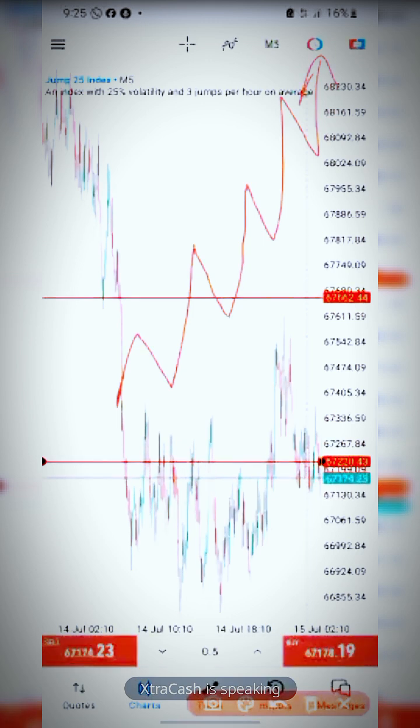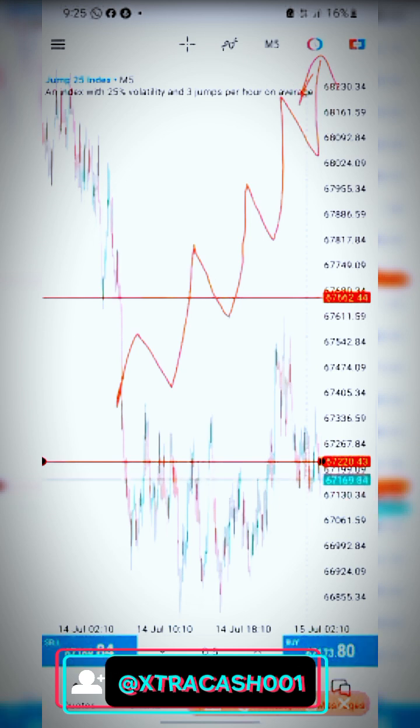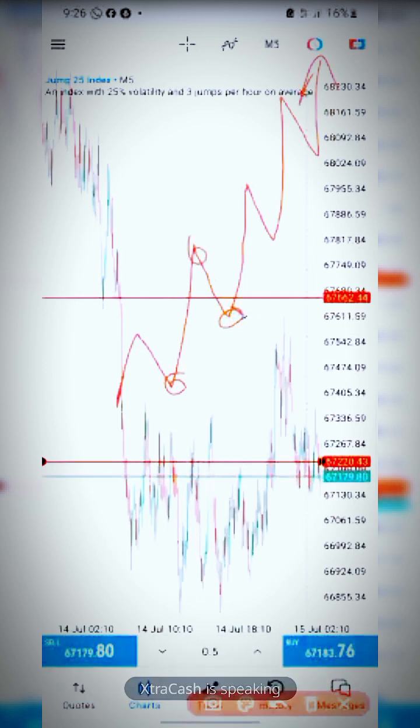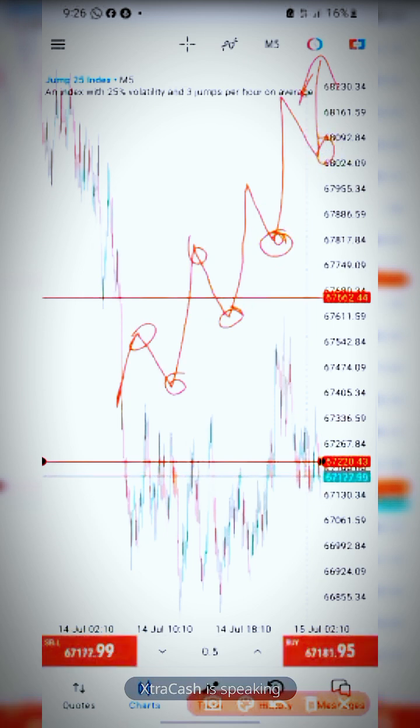If you are in our support and resistance class, you would agree with me that we learned about a reversal point. So all these points here are reversal points. In case you are not in class, you can check our YouTube page for the videos on support and resistance. These points where the market changes direction are called reversal points.